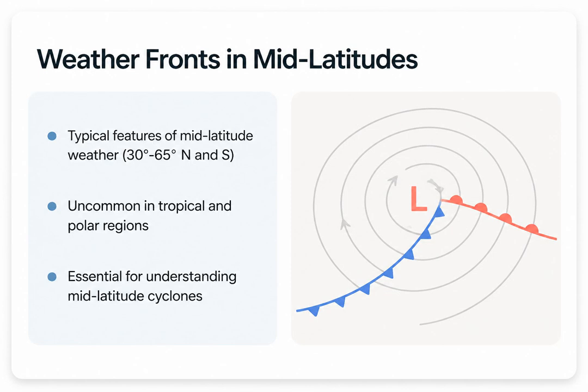Moving forward with our discussion on atmospheric dynamics, we now turn our attention to fronts. Fronts are the typical features of mid-latitude weather, specifically in the temperate regions between 30 and 65 degrees north and south. You will find that they are quite uncommon in tropical and polar regions. Understanding how these fronts form and the different types that exist is absolutely essential to understanding the formation of mid-latitude cyclones and the dominant weather patterns in these regions.